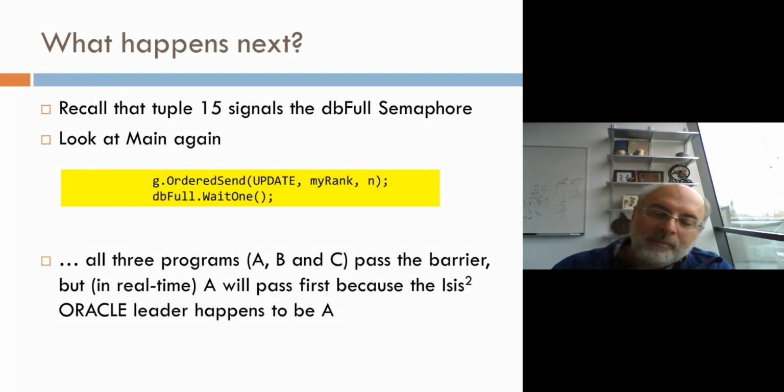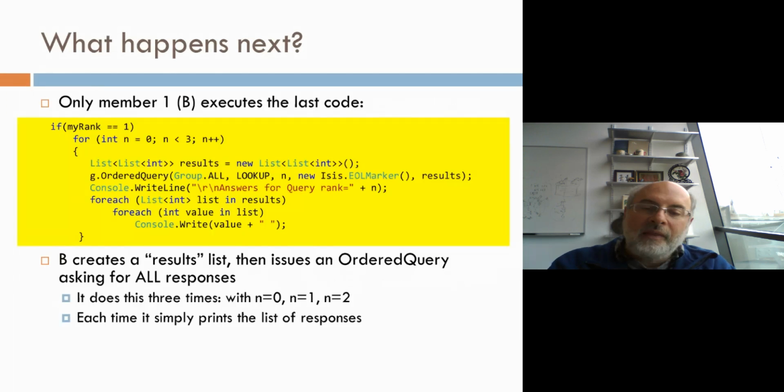And so now we drop down into the next block of code, and this block of code behaves differently depending on the rank of the process executing it. You can see that the rank 1 member executes 3 queries, whereas the rank 0 and rank 2 members skip this line of code, and those end up at ISIS system.waitForever just sitting.